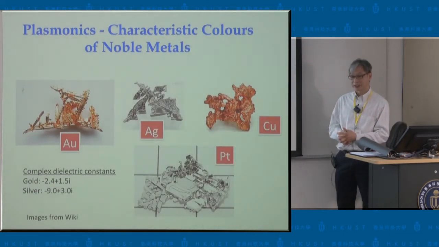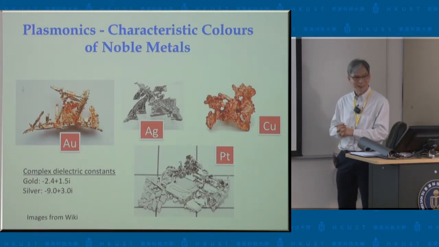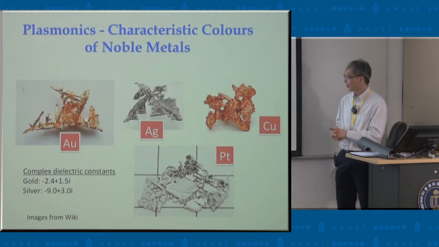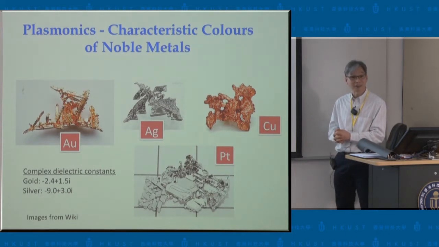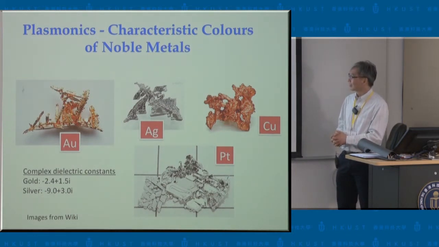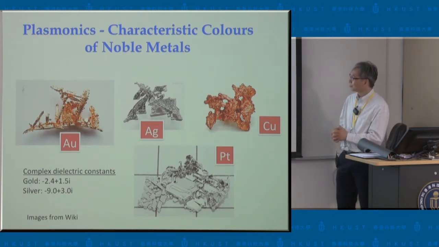This is the introduction, actually. It's all about plasmonics, and they give characteristic colors to noble metals. It's all because of the dielectric constant being complex, with a negative real part and an imaginary part as well. And they all have different plasmonic resonance wavelengths, and therefore give you the characteristic color and make them so beautiful.